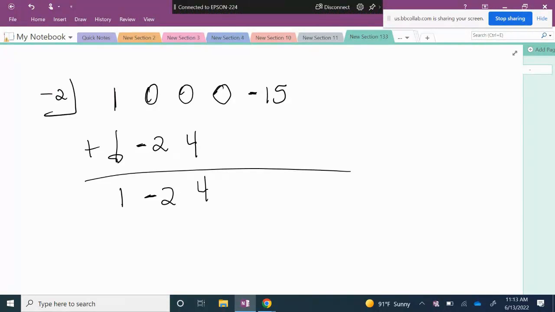Negative 2 times 4 is negative 8. Zero plus a negative 8 is negative 8. Negative 2 times negative 8 is positive 16. Negative 15 plus 16 is 1, which is our remainder.